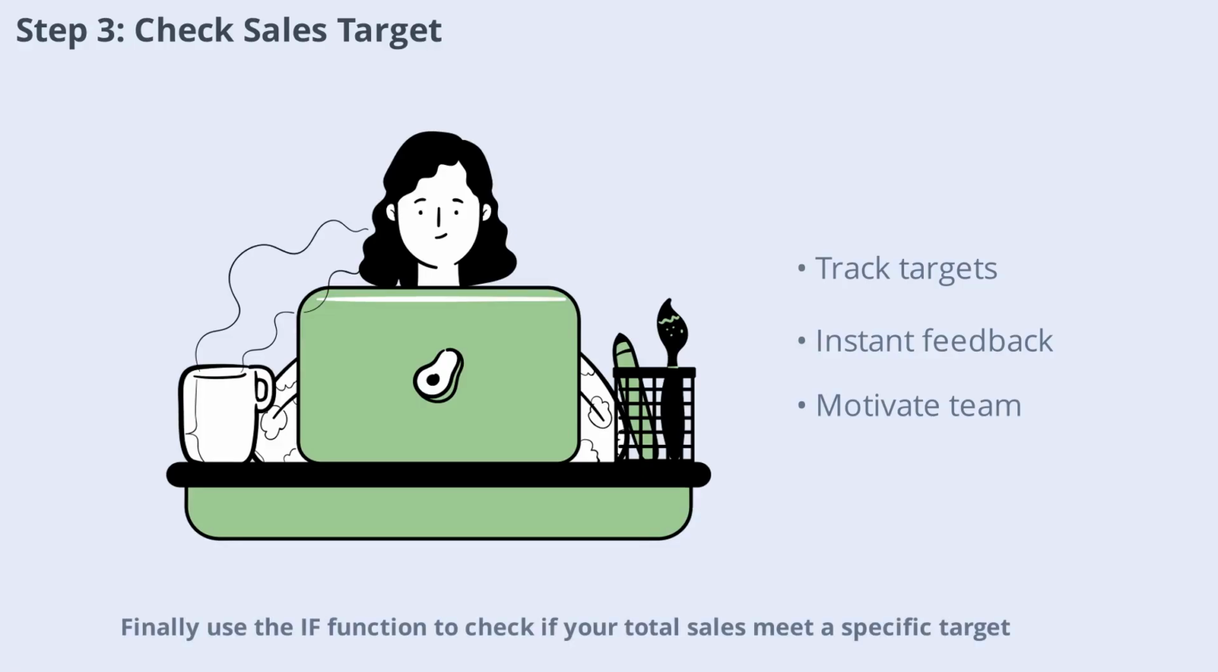Finally, use the if function to check if your total sales meet a specific target. For example, equals if a total sales greater or equal target, achieved, not achieved. This instantly tells you whether your goal has been reached, making it easy to track progress and motivate your team.